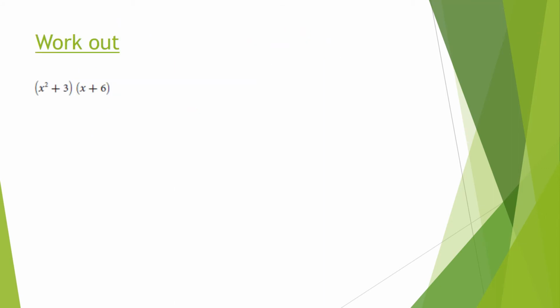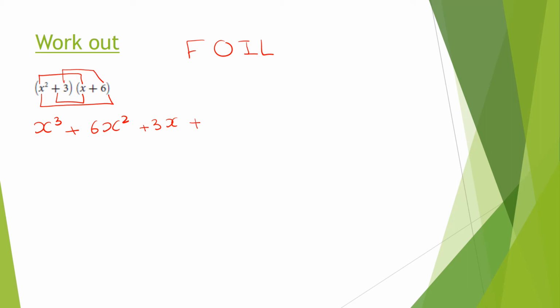Okay, work out this. FOIL. First, x cubed. Outer, x squared times 6 will be 6x squared. Then inner, 3 times x will be 3x. Then last, 3 times 6 will be 18. Do I have like terms? No, I don't.